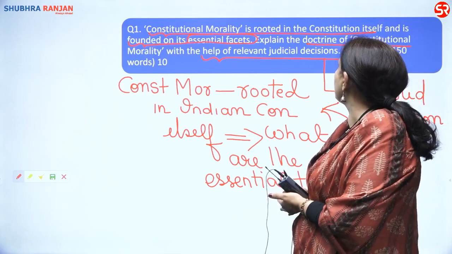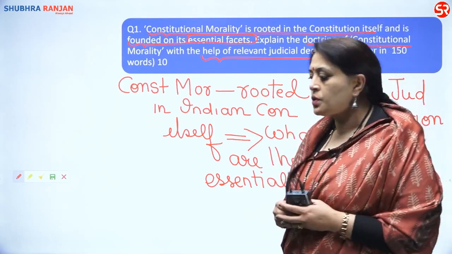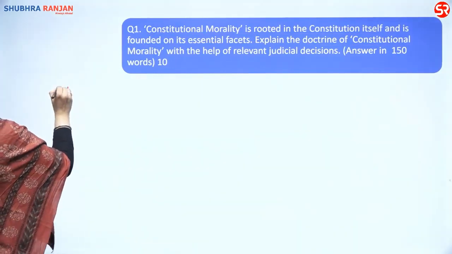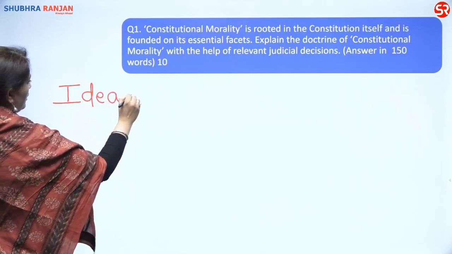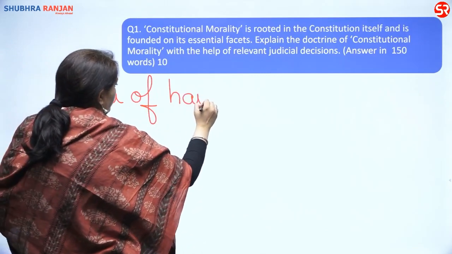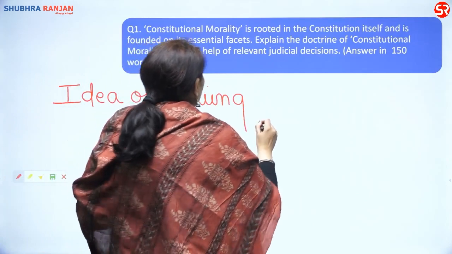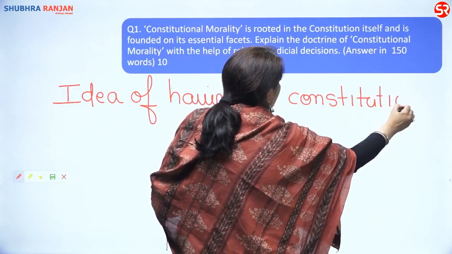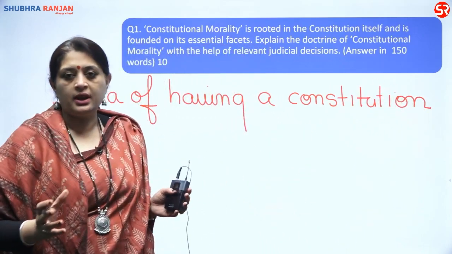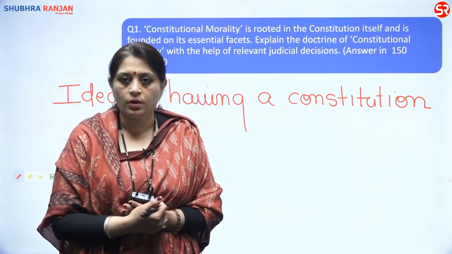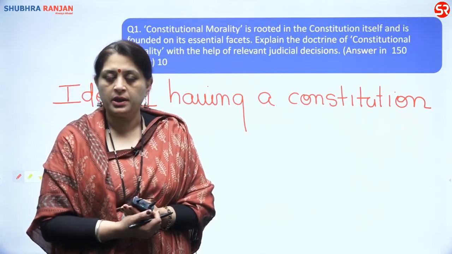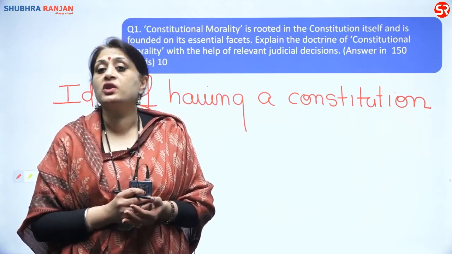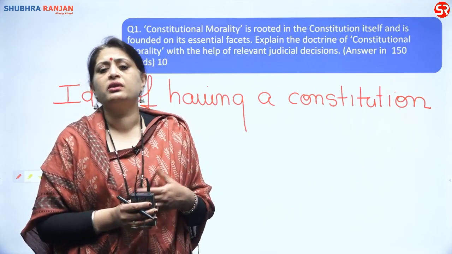constitutional morality is rooted in the constitution itself. So, first of all, I will start this answer with the very idea of having a constitution. And what is the purpose behind having the constitution? So you have to understand what is constitution after all. So constitution is a document which contains the system of government, which contains the rights of the citizens, which contains the power of government, their obligation, their liability.